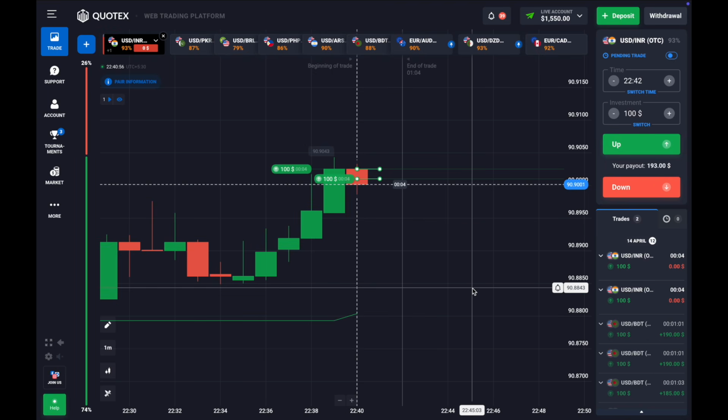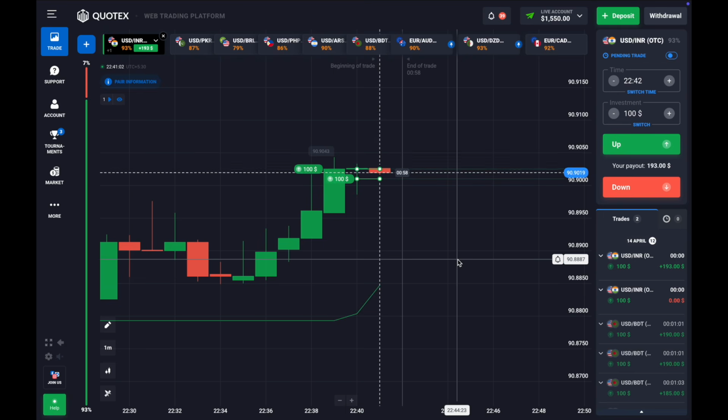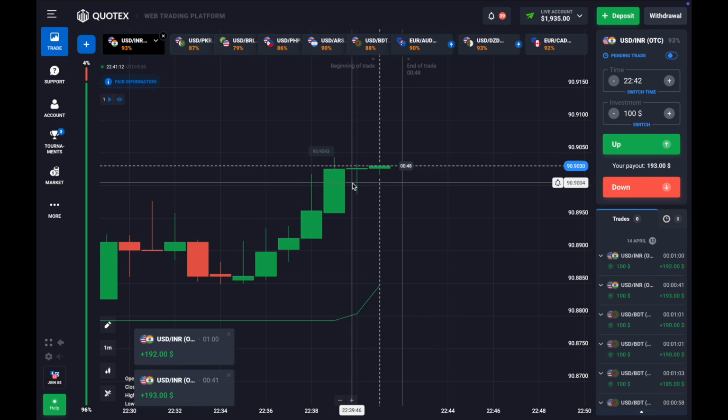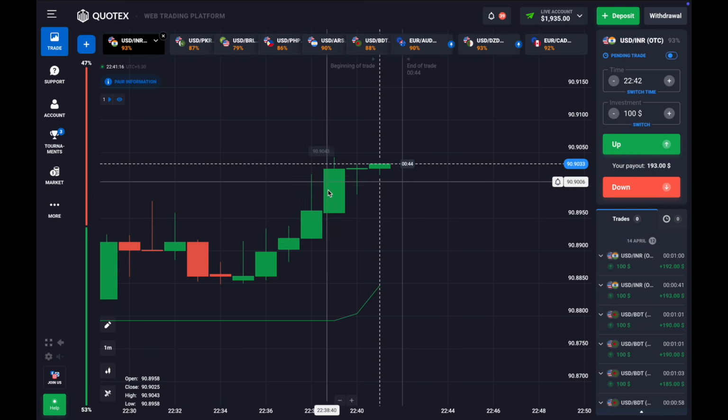I've taken two back-to-back trades here, and this should be a green candle. Okay, this is a doji. Buyers could not push the market. So this has turned out to be a doji. Nevertheless, this is a winning trade. I would consider this as a winning trade. So this was a doji candle.